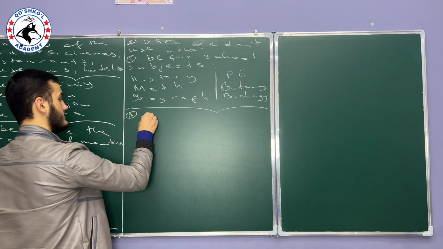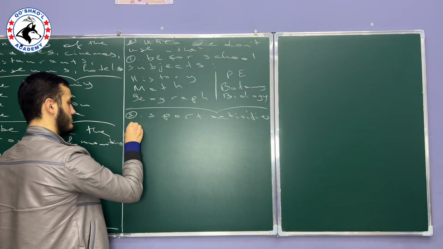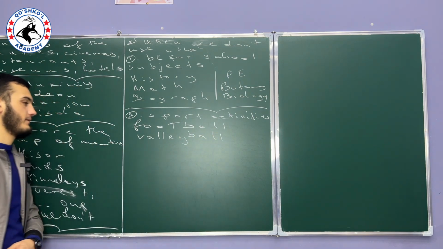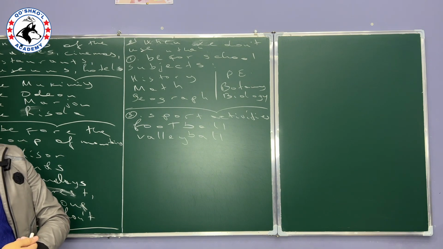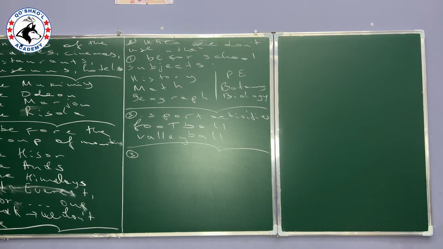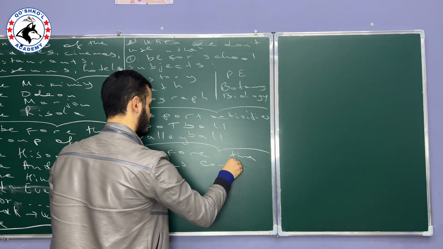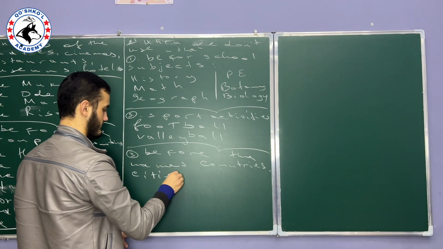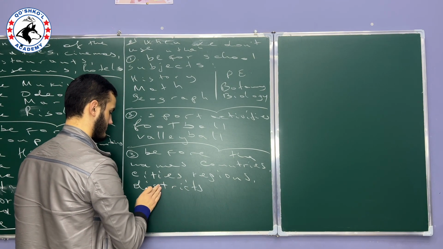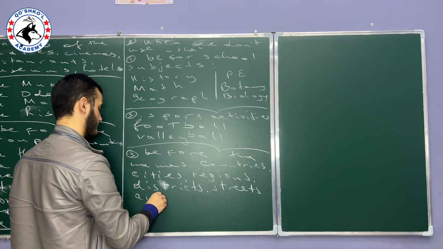Number 2. Sports activities. Football, volleyball, basketball, tennis, and so on. Number 3. Before the names of countries, cities, regions, districts, streets and squares, eh?